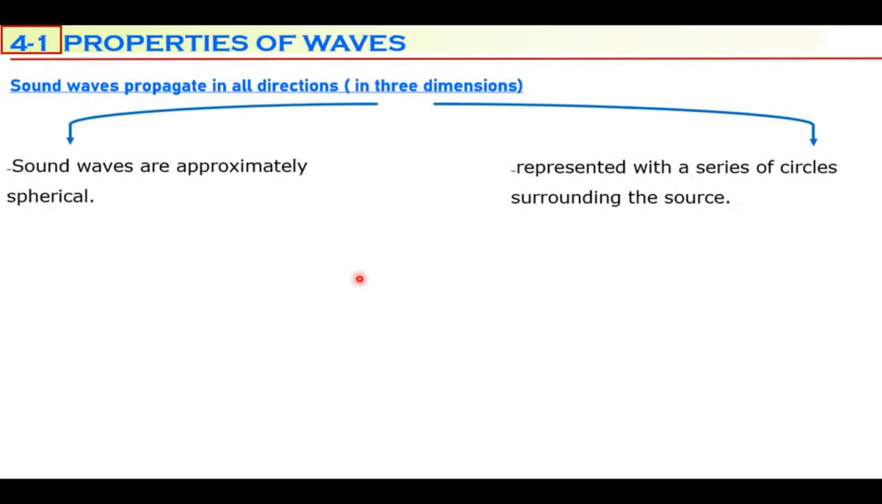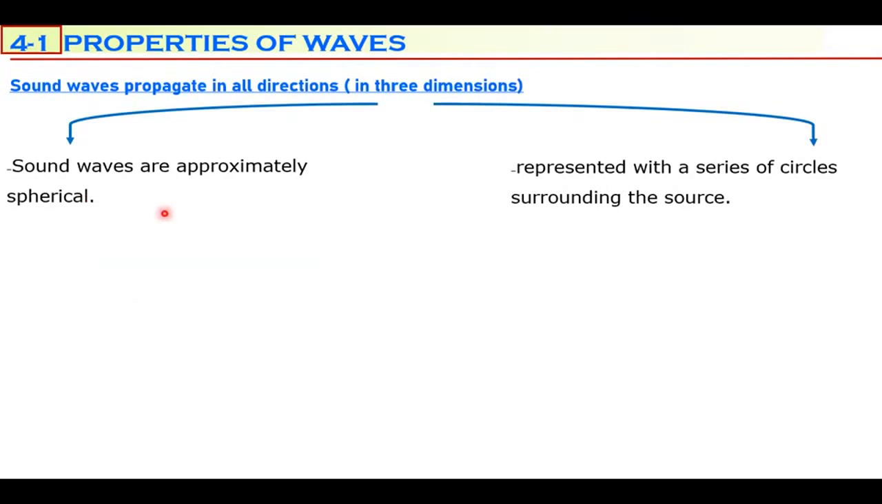Sound waves propagate. Propagate means travels in all directions, which means in three dimensions: X, Y, Z. That's why, when sound waves are traveling, we can see that they move on a spherical shell. So sound waves are approximately spherical. For example, when I am talking now, that sound is traveling in all directions, making spheres.